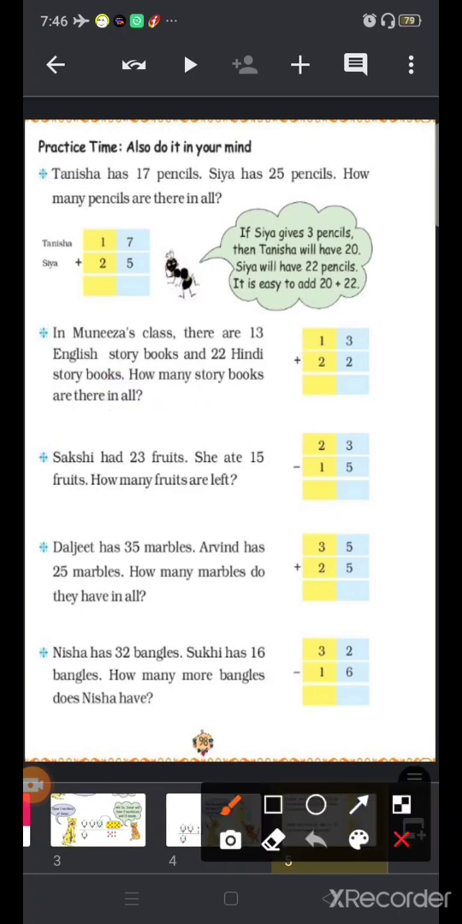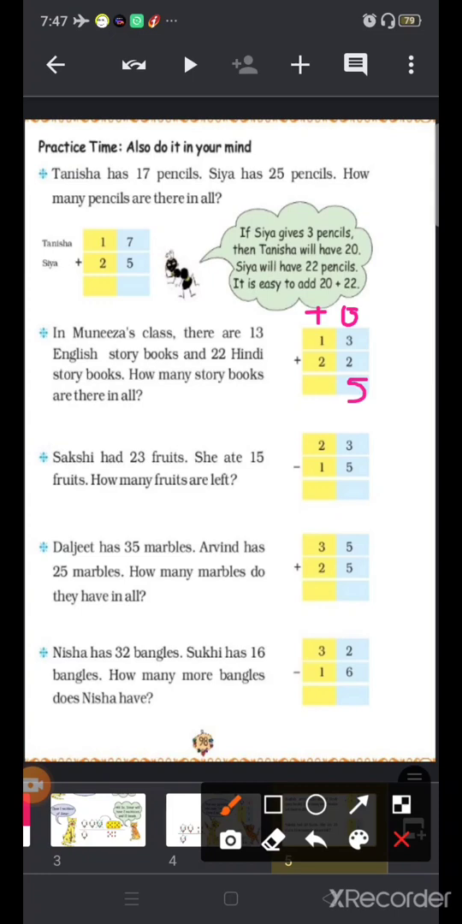First we'll add the ones place and then the tens place. This is the ones place and this is the tens place. Now if we add 3 and 2, take out your 3 fingers and then take out 2 fingers. Now how many fingers are there? 5 fingers. So what will we write here? We'll write 5. 3 plus 2 is equal to 5.